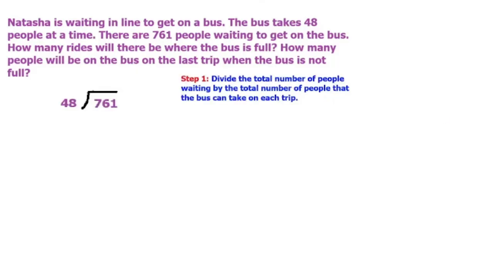So this is definitely a division problem. We need to figure out how many times 48 fits into 761, because there's 48 groups trying to get onto this bus, and there's 761 people in line. Okay, so first step is to rewrite the problem into a mathematical sentence. So divide the total number of people waiting by the total number of people that the bus can take on each trip.